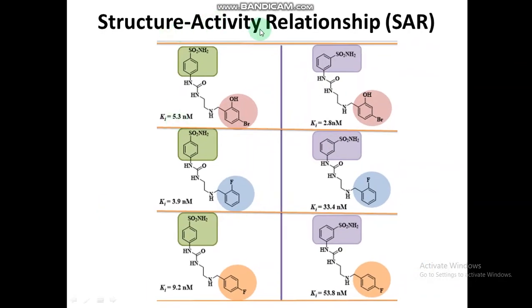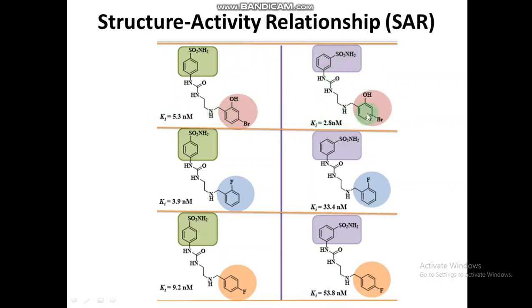Then, structure activity relationship: how can we find the structure activity relationship for different compounds? Here we have data from in vitro analysis, the Ki values. By comparing the Ki values and the structures, we can analyze the structure activity relationship. Here these are the sulfonylamides and these are the metanylamides, and the data is against human carbonic anhydrase 2. Looking at the structure, it is 2-hydroxy 4-bromo. The values are 5.3 nanomolar here and 2.8 nanomolar here.